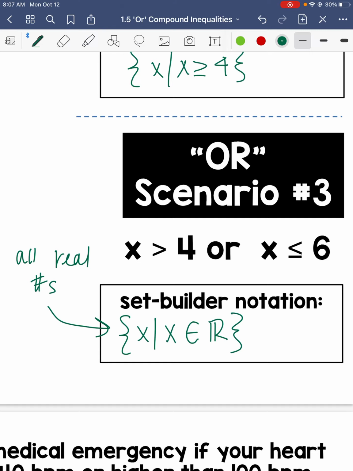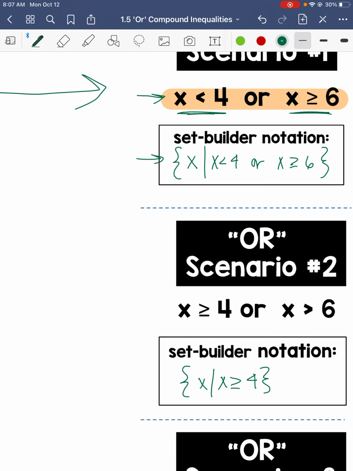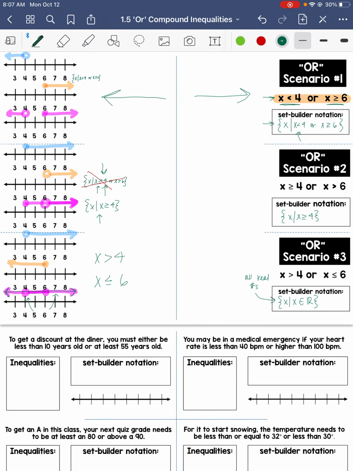Okay. So with our 3 scenarios here, if we have a graph that is being separated, we'll write the inequalities just as they are. If we have a graph where both sides are going the same direction, we'll write just the one that covers the most. And then if they're overlapping, going in both directions, this is how we write that.